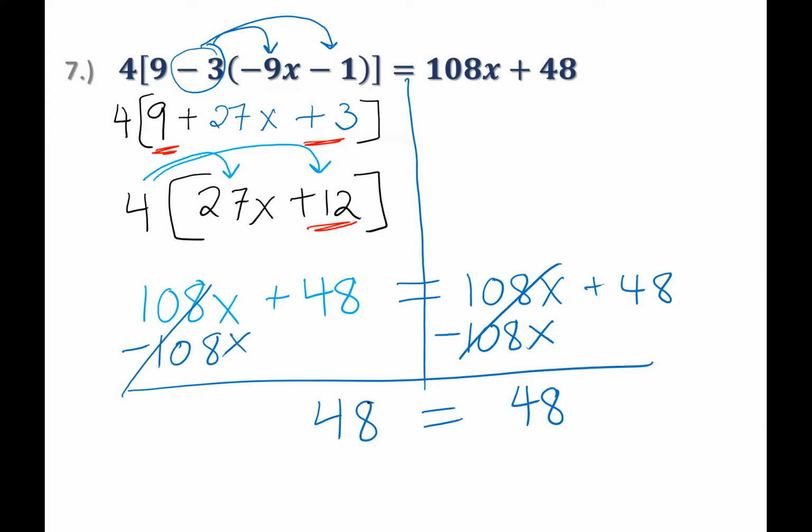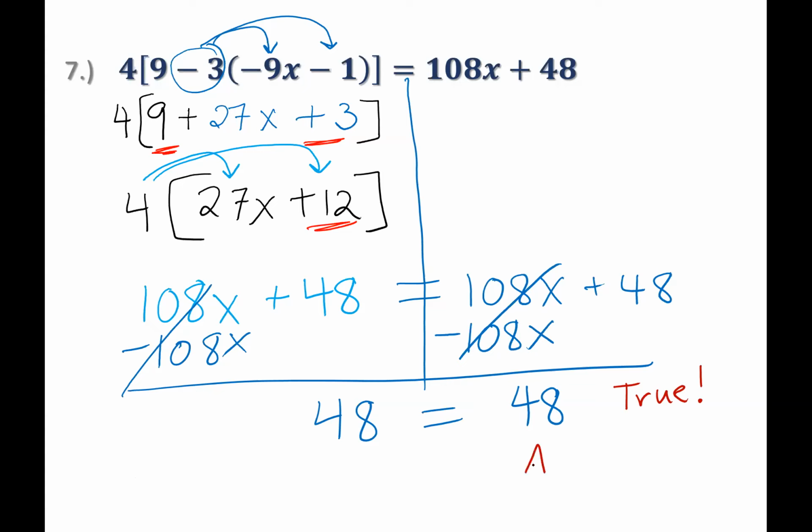Once the x's are gone, now you get to decide, okay, hang on, this is one of those no solution or all real numbers problems. Which is it? Well, remember, it depends on whether the equation that you're left with is true or false. Our equation right now is 48 equals 48. That's true. Okay, so because this is true, what we get to say is this equation is always true. No matter what x is, this equation would end up being equal on both sides.